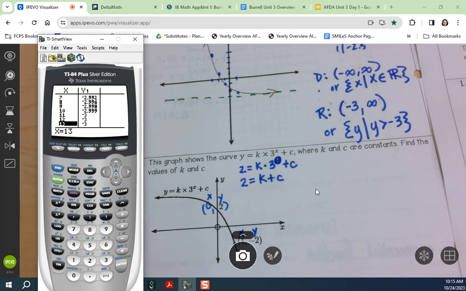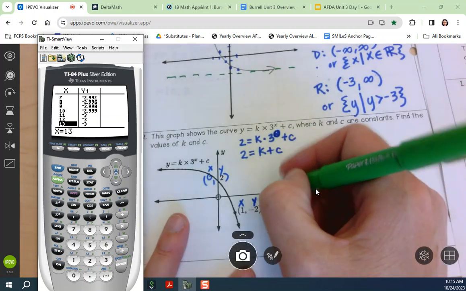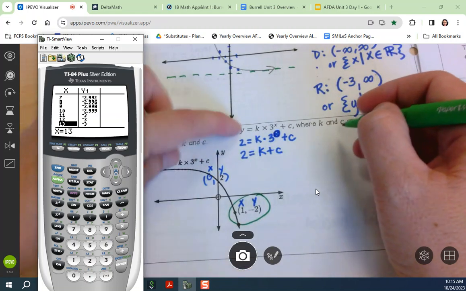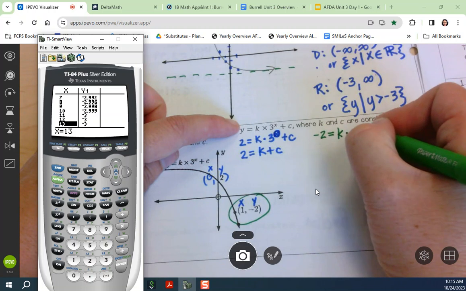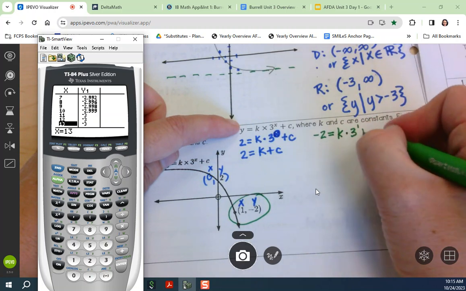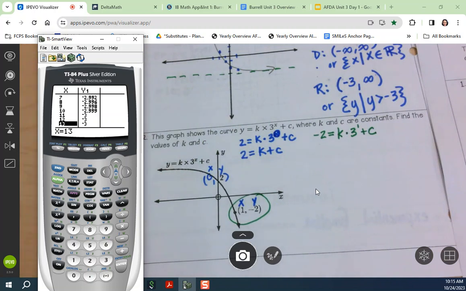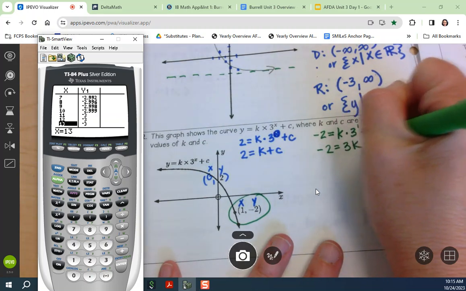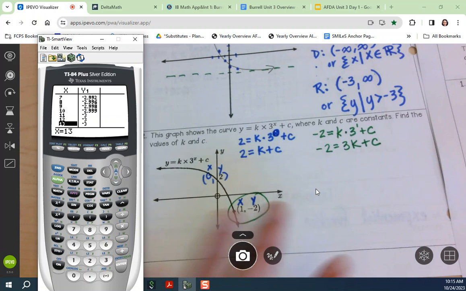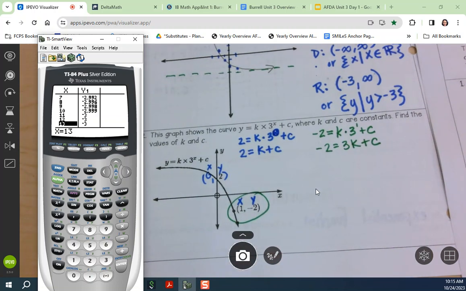All right, now I'm going to do the other point, this one. The y is -2, k times 3 to the 1 plus c. 3 to the 1 is what? 3. So I have -2 equals 3k plus c. So even though my equation is exponential, the system I end up with here is just linear. Can you see that that's linear? There's no exponents in this at all. So I just have a linear system.